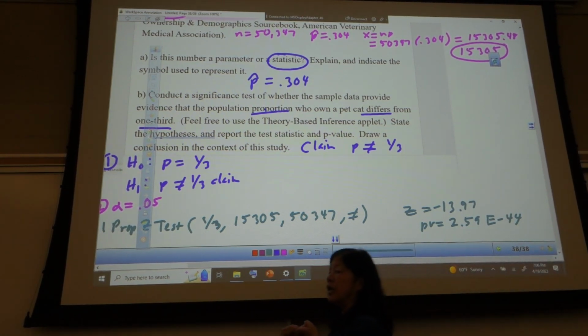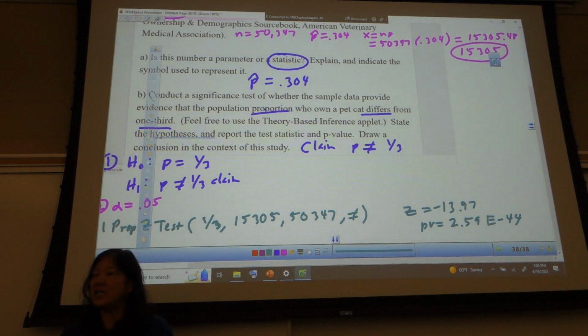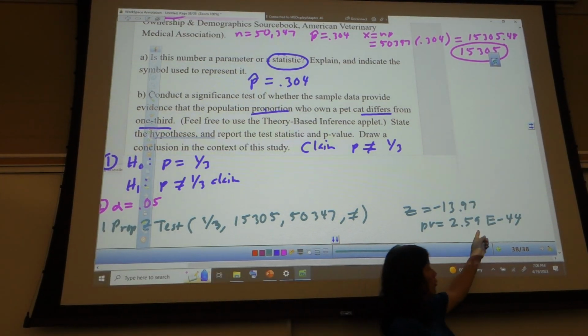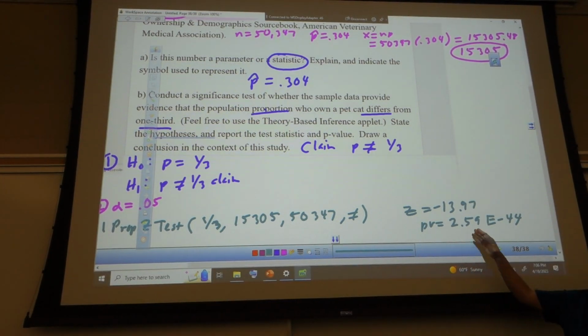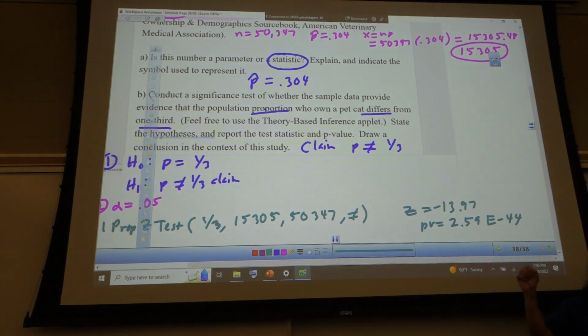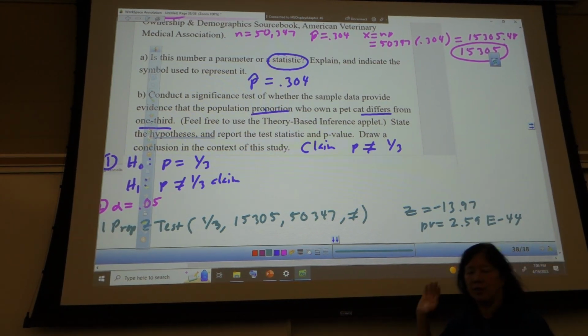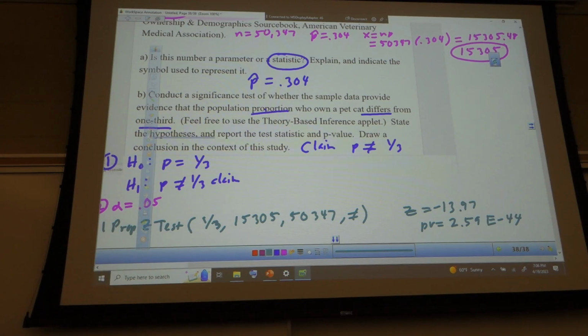Heads up, anytime you have an E negative 7 or more, you can just write down E negative 7 or E negative 44. I'm not going to make you write 44 zeros and then the number. If it's 7 or more, you can just leave it as E negative that number. If it's less than 7, then you can write out 6 zeros or 7 zeros. All right, so now we're going to go to step 4.